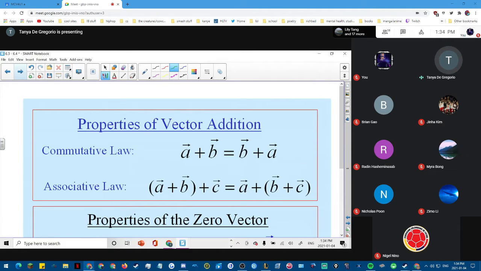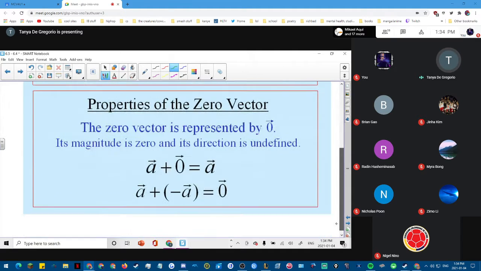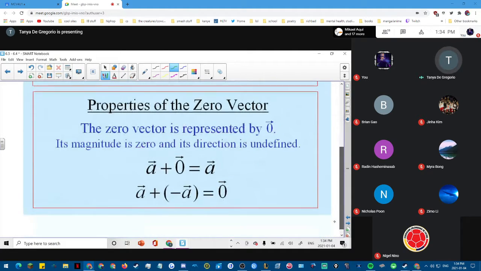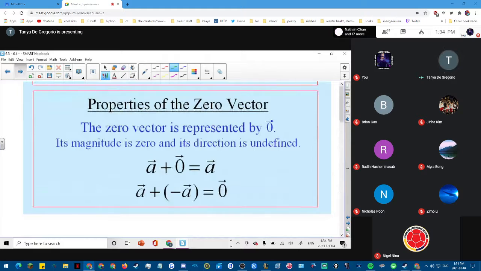Properties of vector addition. So we've already seen this. This is a repeat of what we just did, so I'm not going to repeat it again. Usually this is done the next day, and so that's why we review it again, but we literally just spoke about it a little bit more than 5 minutes ago.